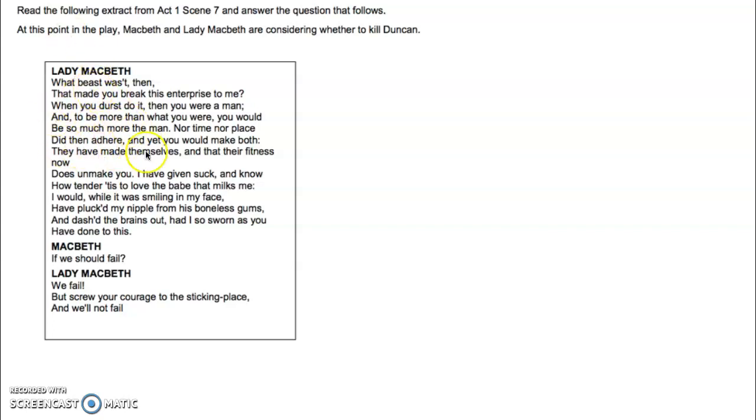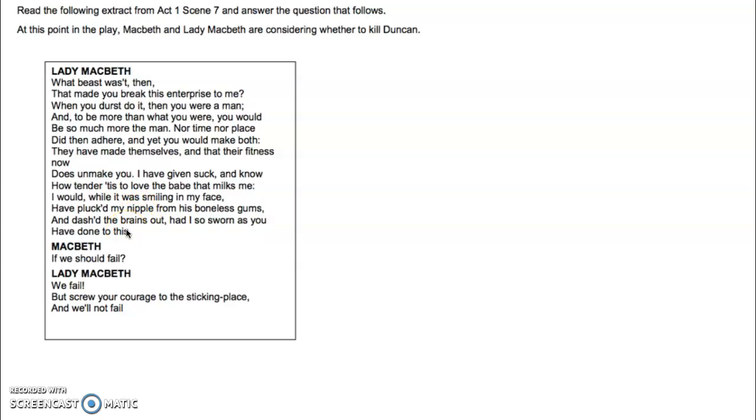So here we have Lady Macbeth trying to persuade Macbeth that he's not a man, to be so much more than man. We've gone through this in class. Then you were a man, but you're not a man. Essentially, you're a coward for saying that you're going to do these things, but you're not going to do them now. And then she says this horrendous thing: "I have given suck, and know how tender 'tis to love the babe that milks me. I would, while it was smiling in my face, have plucked my nipple from his boneless gums and dashed the brains out, had I so sworn as you have done to this," saying that she would even kill her own child had she promised, like Macbeth had done. Macbeth says, if we should fail, Lady Macbeth says, we fail.